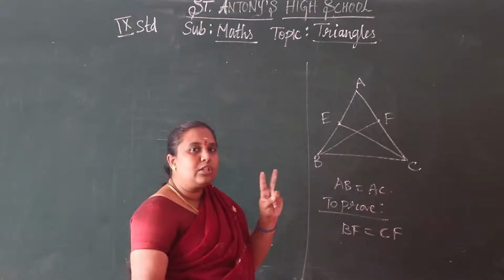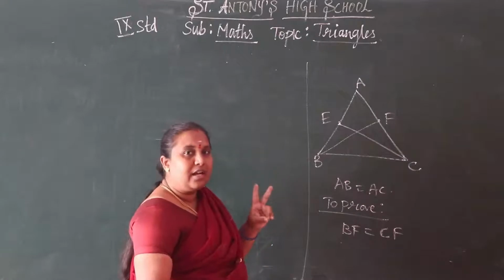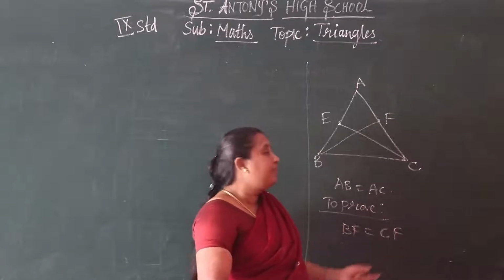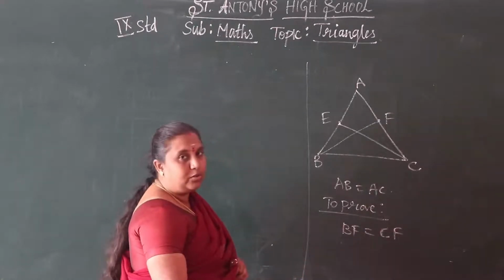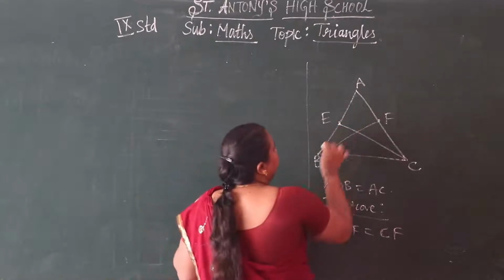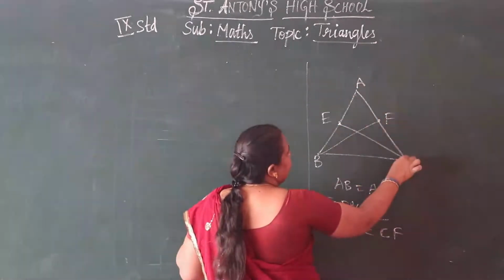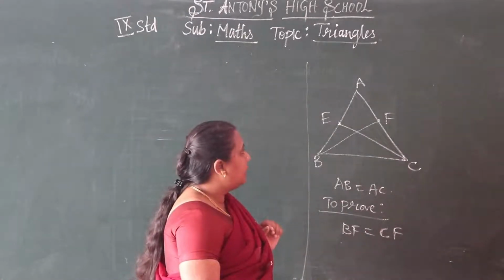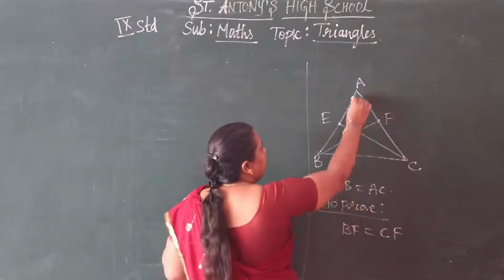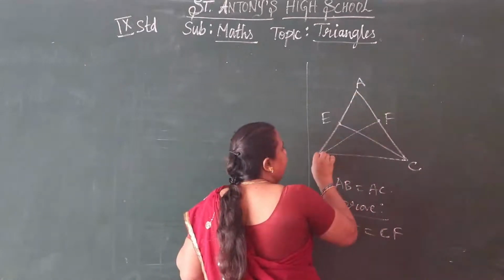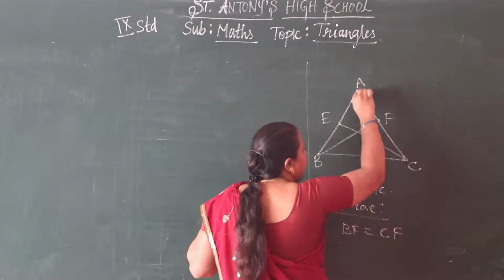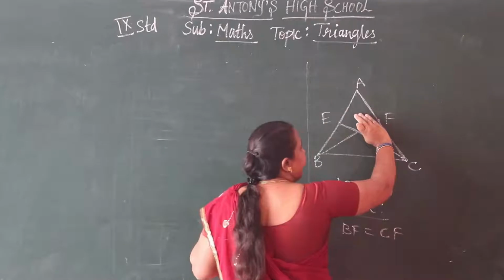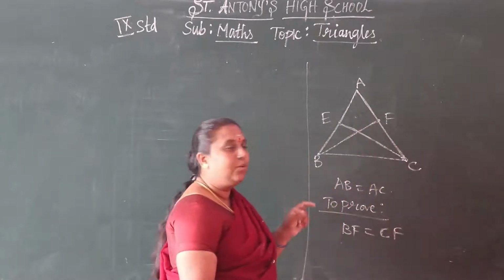We can take two triangles in this to prove BF equals CE. So which two triangles do we want to take? See, ABF and ACE. These two triangles we want to take.